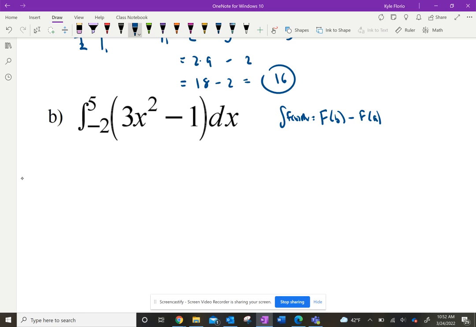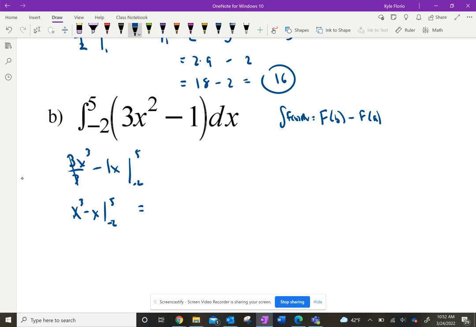Okay. So I need to find the antiderivative of this function. So it's 3x to the second, so it's going to be 3x to the third over 3. The antiderivative of 1 is 1x. Again, we don't need the plus c. And we're going from -2 to 5. This, by the way, simplifies. So this is really just x cubed minus x from -2 to 5.